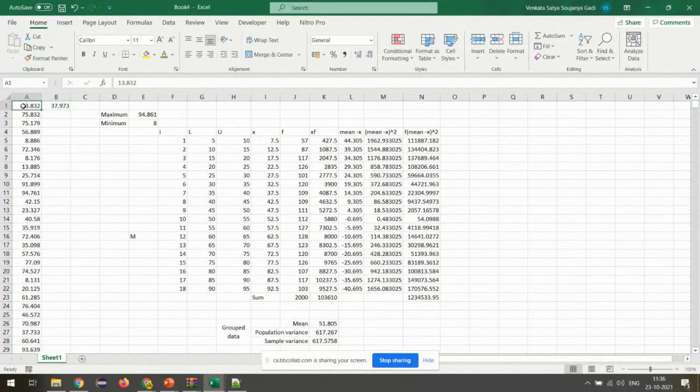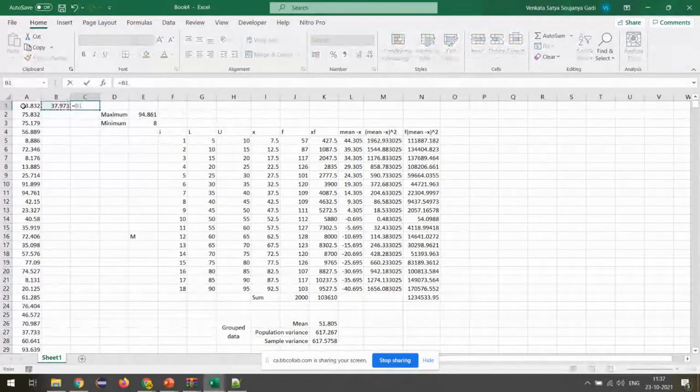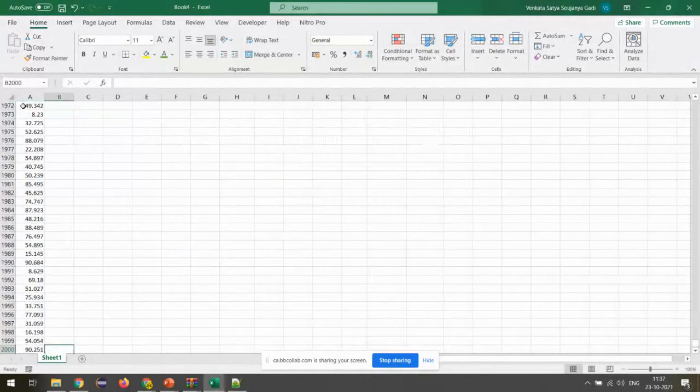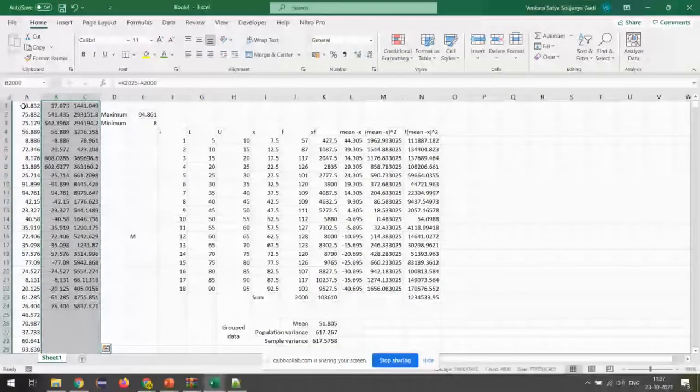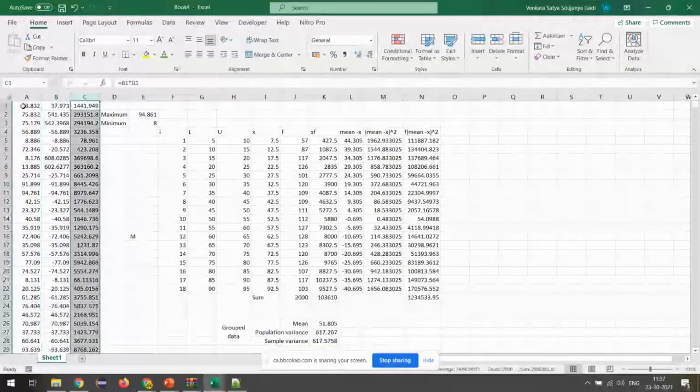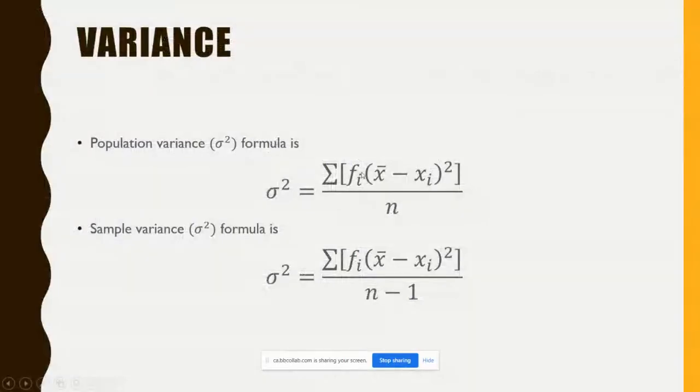So we get this. Then we have to do this times with the same. So we get this. So let me do this calculation for the whole population. We have this one, right? This one is this part. We have to remove the f if it is ungrouped data.